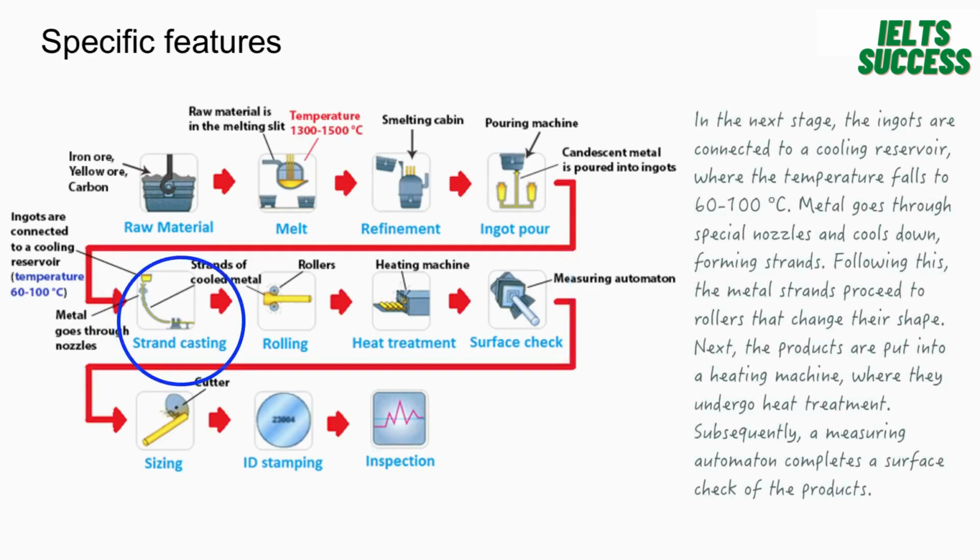In the next stage, the ingots are connected to a cooling reservoir, where the temperature falls to 60–100 degrees Celsius. Metal goes through special nozzles and cools down, forming strands. Following this, the metal strands proceed to rollers that change their shape. Next, the products are put into a heating machine, where they undergo heat treatment. Subsequently, a measuring automaton completes a surface check of the products. As you see, I describe the stages of the process sequentially, using all the information provided by our diagram.